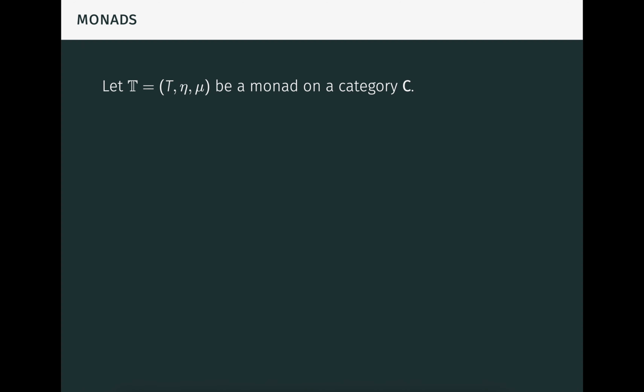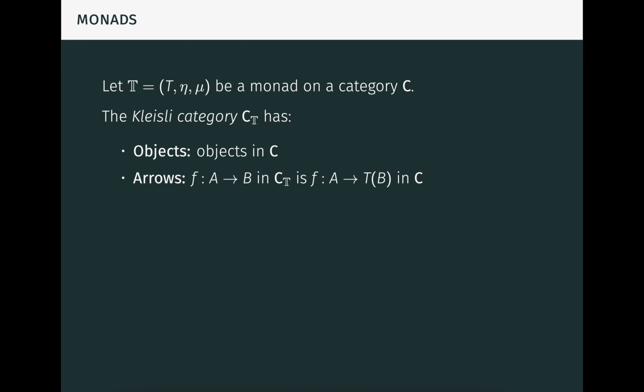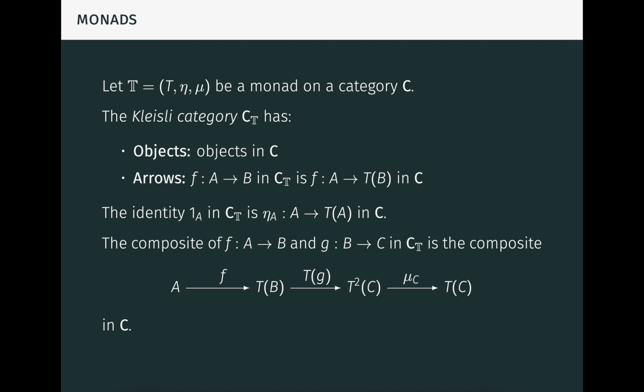Now let T be a monad on a category C. Then the Kleisli category C_T has for objects the objects in C. On the other hand, an arrow from A to B in C_T is an arrow from A to TB in C. The identity arrow on A in C_T is just the component of eta at A in C. The composite of two arrows in C_T is the composite seen here in C. Again, this is just an abstraction of the composites in the examples we saw earlier. The Kleisli category is the category in which we compose arrows with the additional context provided by the monad.